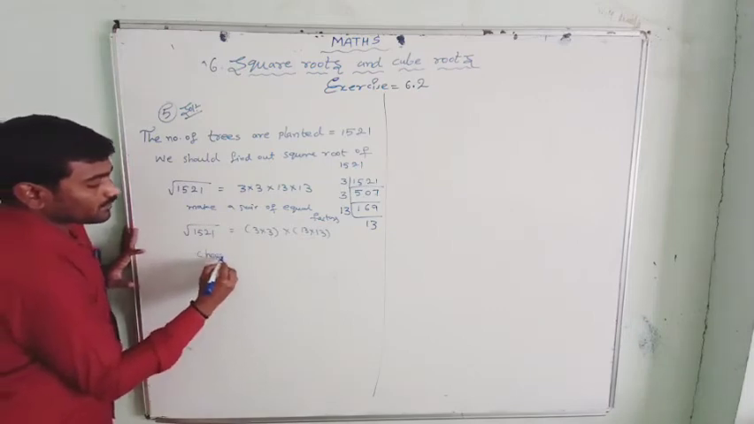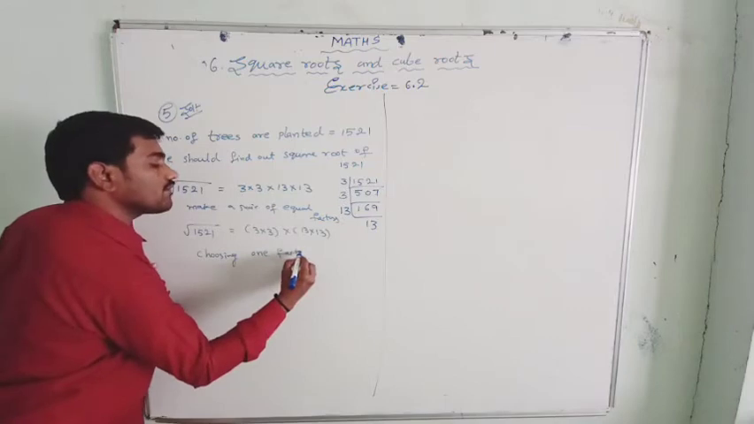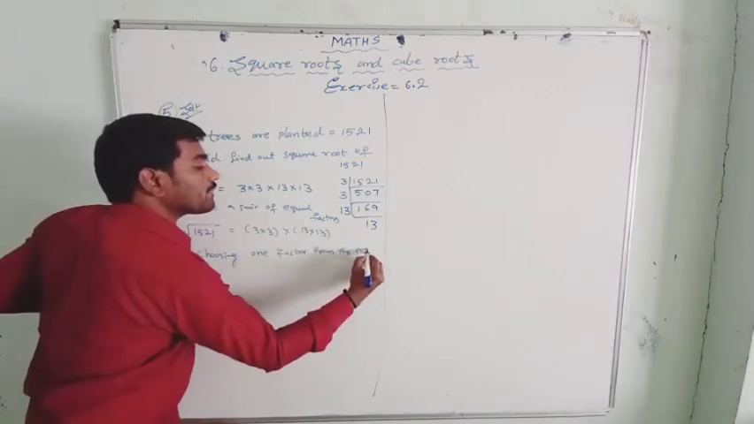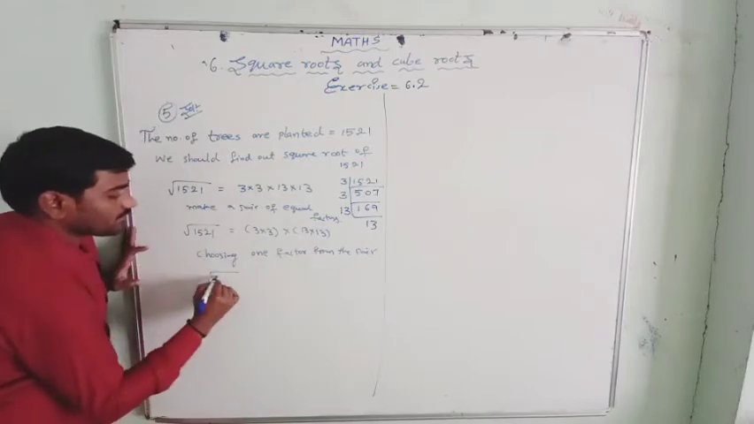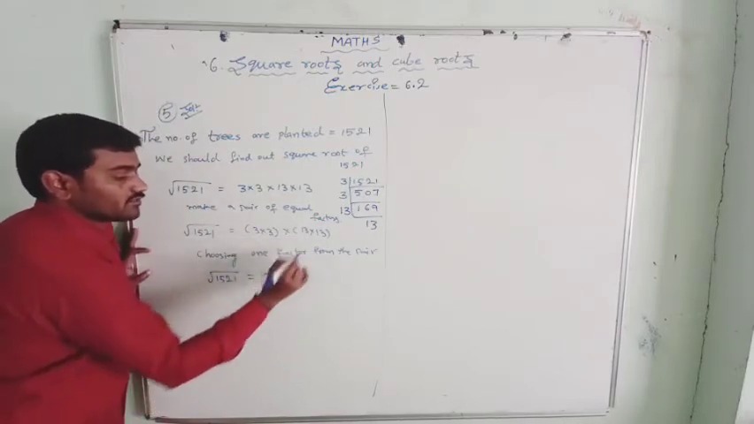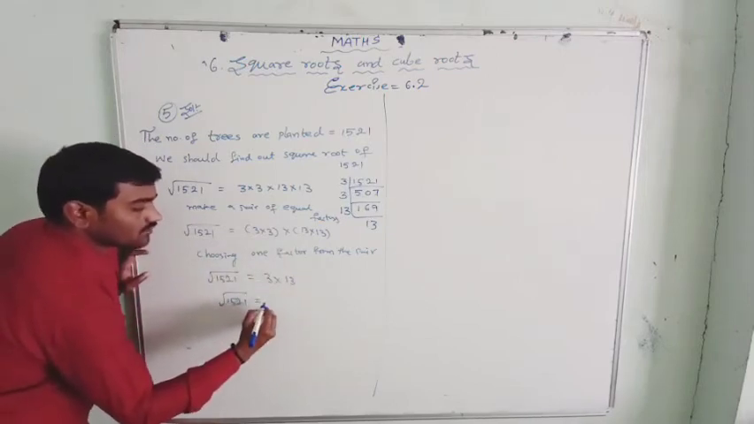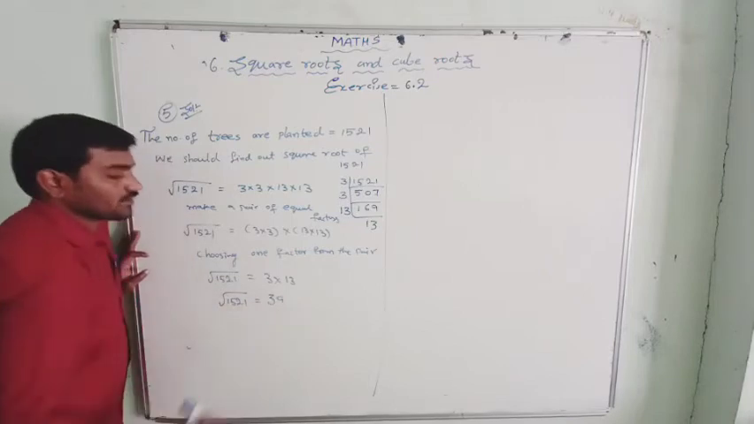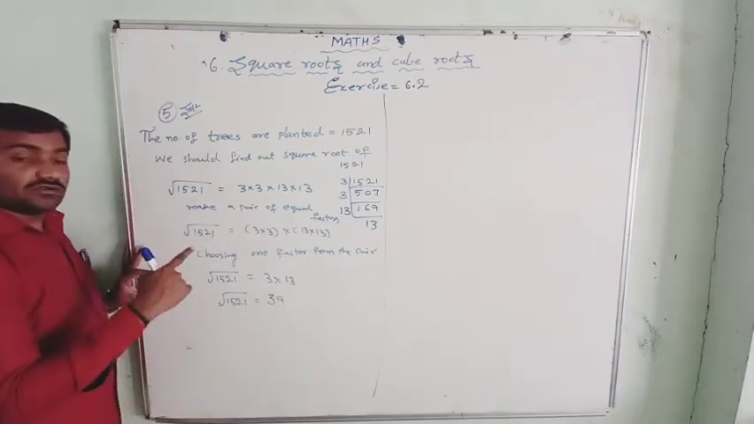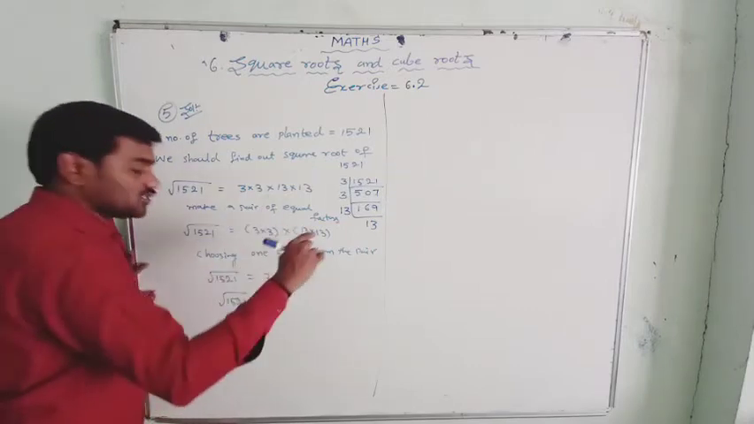Choosing one factor from each pair, we get from this pair 3 and from this pair 13. So the square root of 1521 is equal to 3 into 13, which is 39. That means, as he said in the question, the number of rows is 39 and the number of trees in each row.